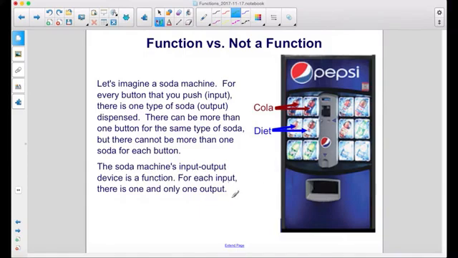For each input, there's only one output. So if you push a cola button, you will get a cola. If you push this cola button, you will also get a cola. But you're never going to push a cola button and get a cola and a Diet Cola. That would not be a function. So this is a helpful analogy.